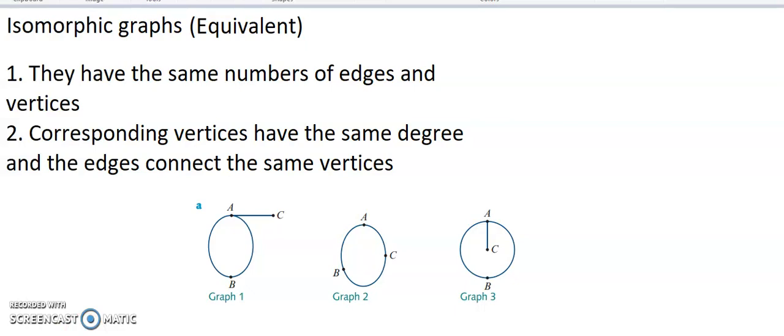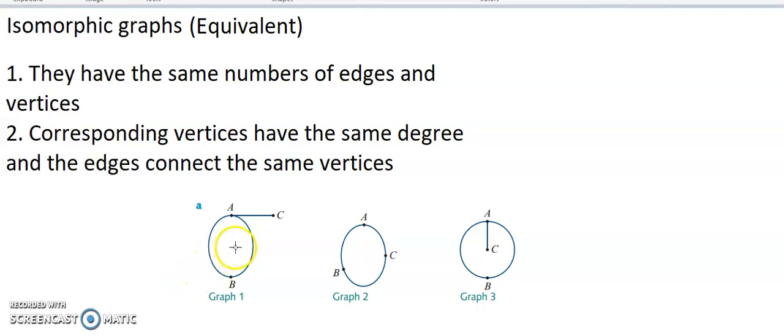So this video is in regards to learning about isomorphic graphs. This means graphs that are equivalent. So for a network to be equivalent, we need to make sure that we have the same number of edges and vertices, and the vertices have the same degrees, and the edges connect to the same vertices.